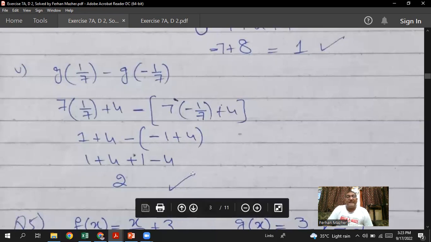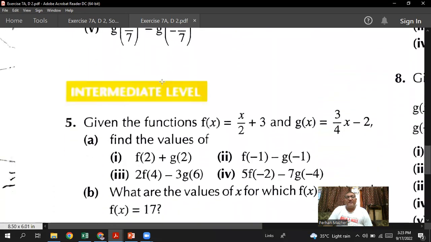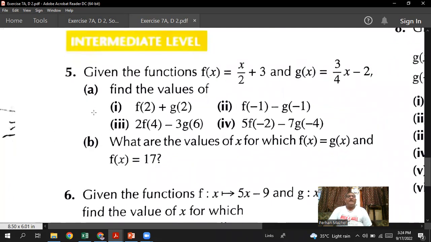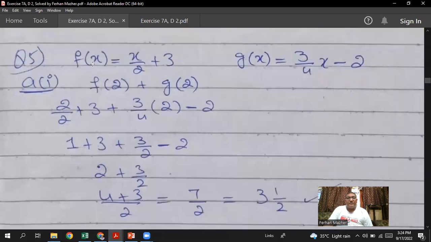I hope you understand. Okay, so we are going to the next question. The next question will be the question number 5. He says, given that the function f of x is equals to x by 2 plus 3 and g of x is equals to 3x by 4 minus 2. So there are two functions, f of x and g of x. Find the value of f of 2 plus g of 2. So these are the two formulae, and we will substitute them.